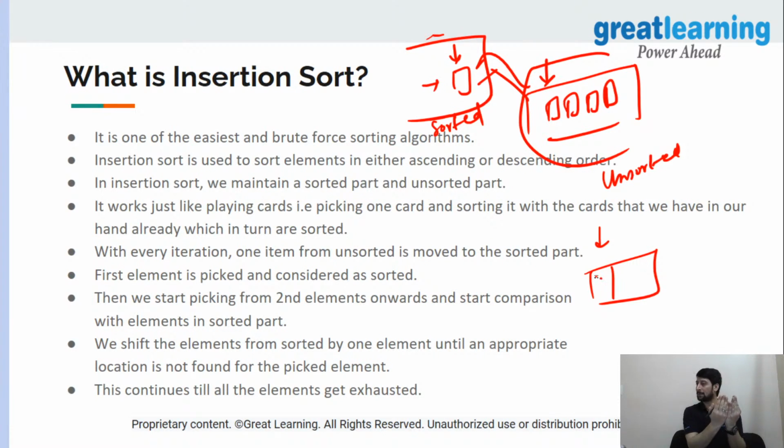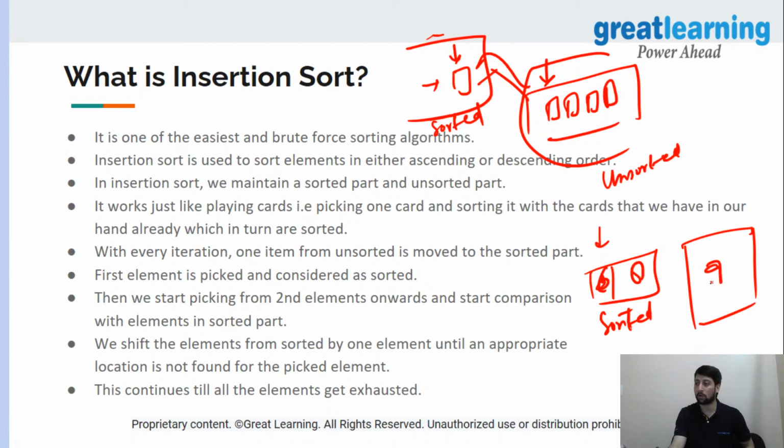Okay, so now you have two elements in your hand, both of them sorted. Now the next element comes, and you compare it with this element. If this element is not greater than that element, let me just write it, then things will be clear. So this is sorted, right? Let's suppose you have 6 and 8. Now over here you have 9.